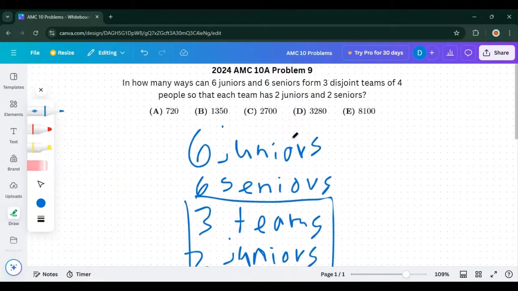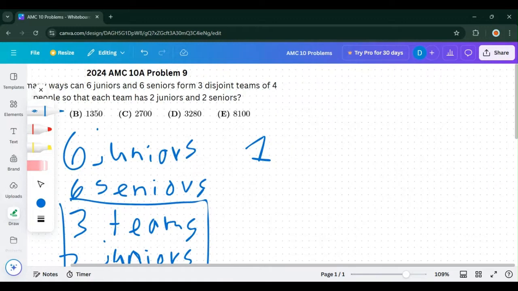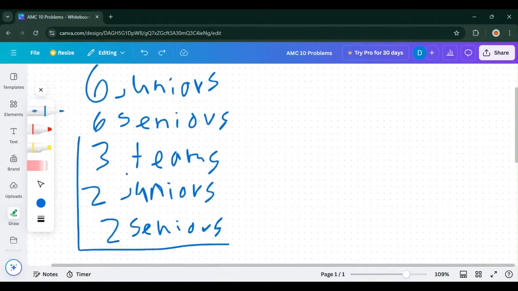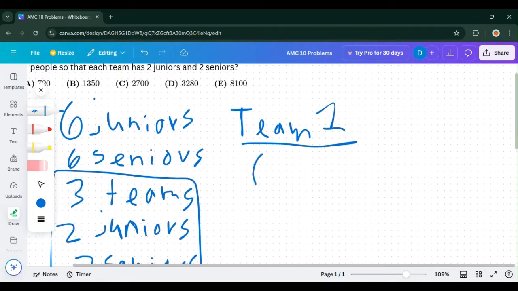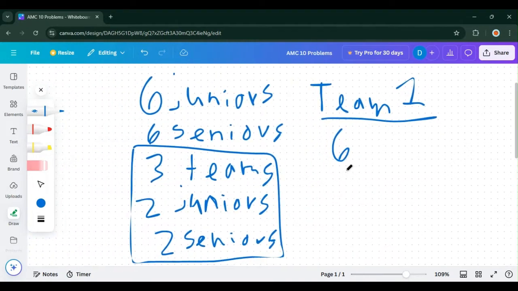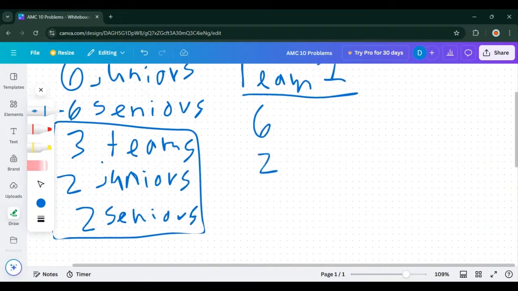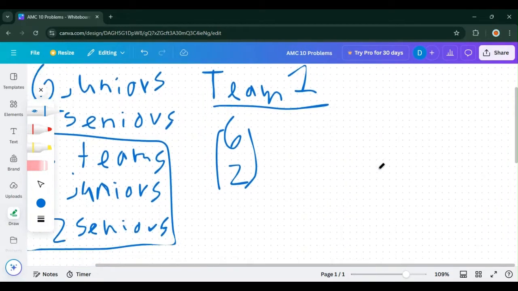And when you have nowhere to start on a counting problem, you always want to start somewhere, obviously. So we'll start with the first team. All right, team 1. Let me box that again. Okay, team 1. So team 1, we're trying to pick out of the six juniors. We'll start with the juniors first of all, and we're trying to pick 2 of them. So 6 choose 2. 6 juniors to choose from, and we're choosing 2 of them.